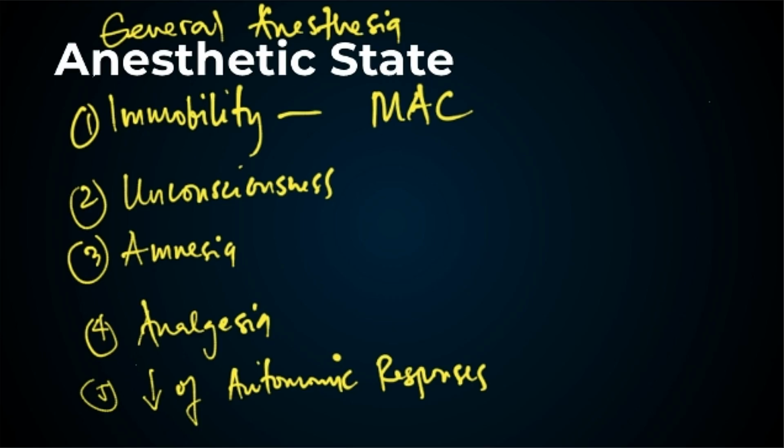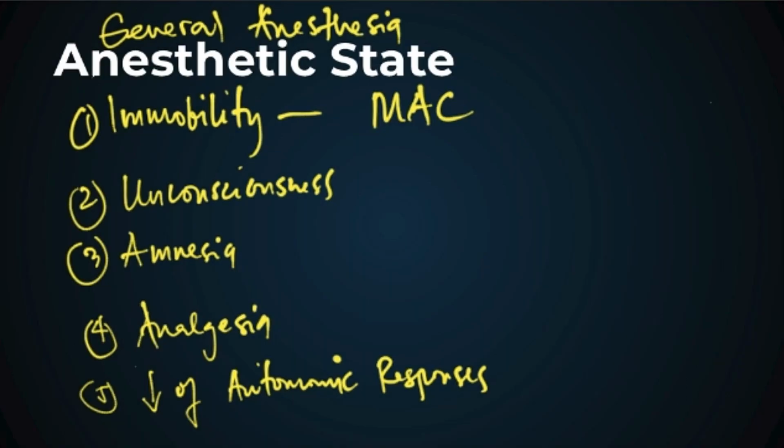The second is unconsciousness. The unconsciousness is likely due to enhanced inhibition at multiple sites in the cerebral cortex, in the thalamus, and in the brainstem. Okay, according to Katzung, the reticular activating system. So, again, in other words, a patient under general anesthesia is unconscious.